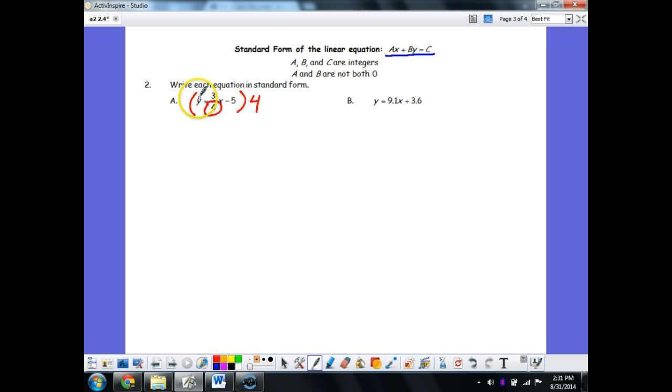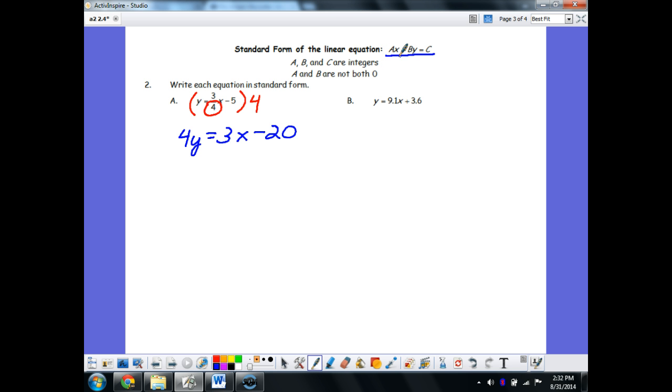So we're going to take 4 times y, which leaves us with 4y. We're going to take 4 times 3/4 x, and that will become 12/4 x, or 3x. And then we're going to take 4 times that -5, which is -20. Now we have an equation. It's equivalent to the first one. It's just that now we have no fractions, which in standard form you cannot have any fractions.